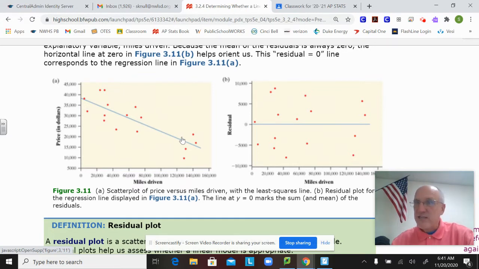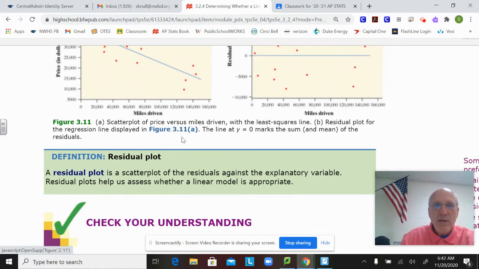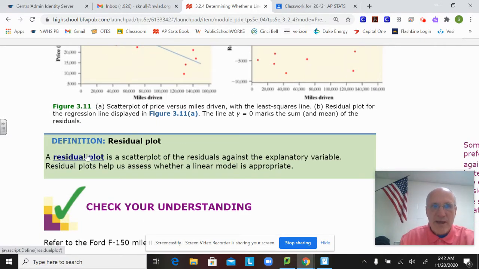It plots the explanatory variable, the x variable, which in this case is miles driven, not with the price, but with the residual. It essentially takes the regression line and just flattens it out. Any point that would be on the line would have a residual of 0. So there could be some ordered pairs on the line. There don't happen to be any right here. So you need to know what a residual plot is. It is a scatter plot of the x-coordinate with the residuals. This definition says a residual plot is a scatter plot of the residuals against the explanatory variable.